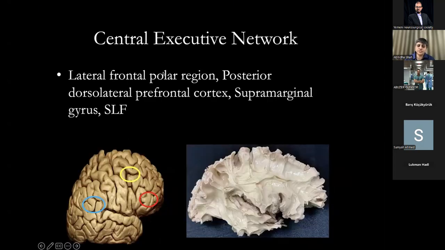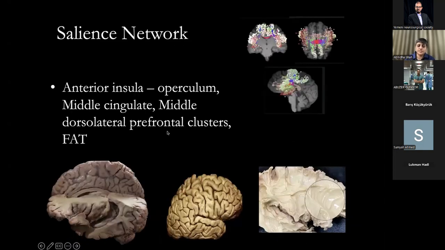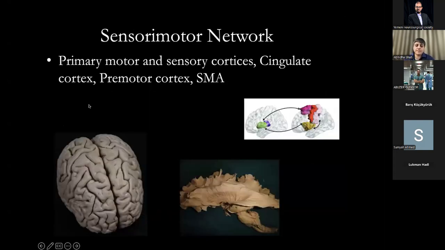Then you have the central executive network, which consists of the lateral frontal regions here, the posterior part of the dorsolateral prefrontal cortex, and the supramarginal gyrus. And the fiber system that works in tandem with this is the superior longitudinal fasciculus. The salience network, the fiber system involved is the frontal aslant tract, and the cortical structures are the anterior part of the insula, the operculum, and the middle cingulate, and the dorsolateral prefrontal clusters. So when a particular function is being performed or it's not being performed, these are the areas that come into play when that function is needed.